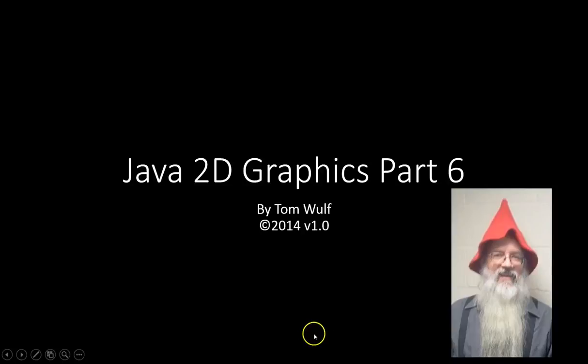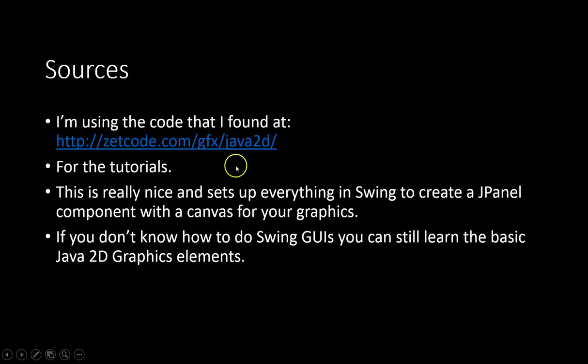Okay, now we're going to show how to do a quadratic curve. A quadratic curve is a line between two points with another line called a control line that influences the path of the line. Again, I'm using the Z code setup here for my display.